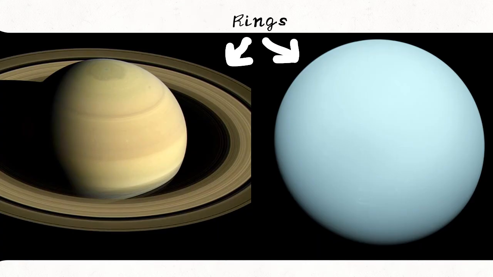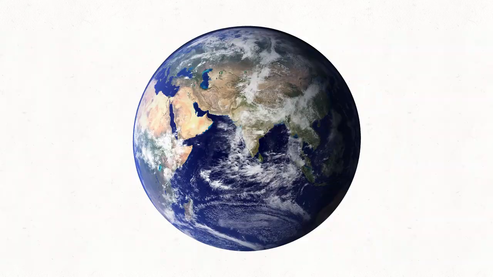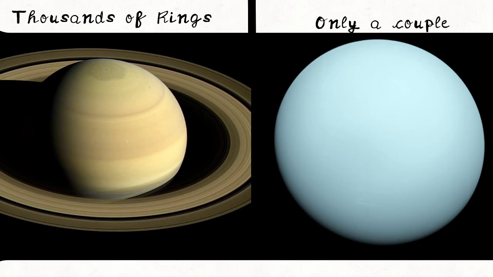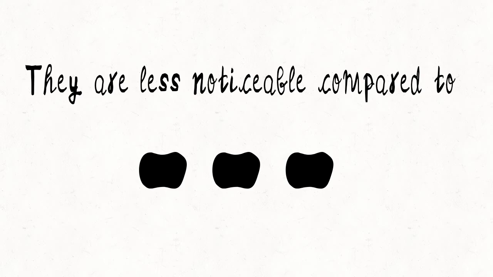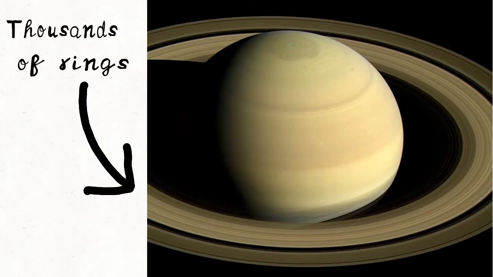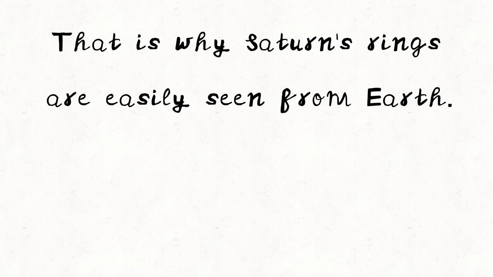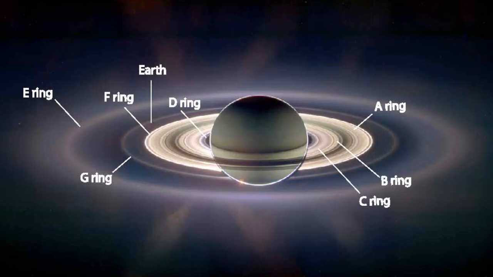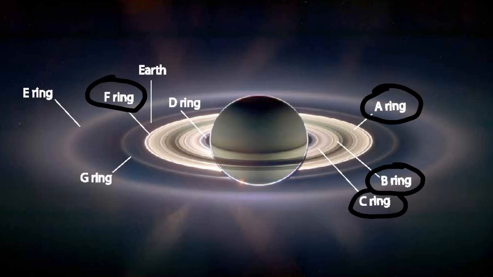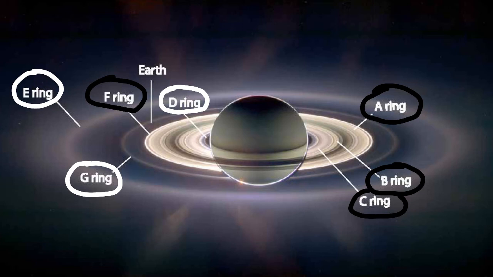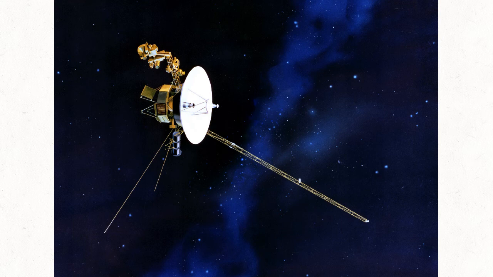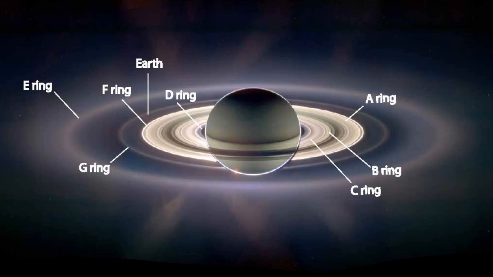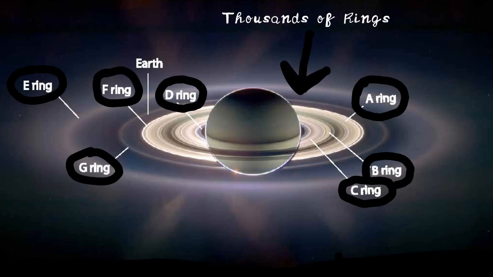The number of rings you can see on a planet from Earth depends on how many rings it has. Neptune, for example, doesn't have many rings, so they are less noticeable compared to Saturn, who has many rings, which is why Saturn's rings are easily seen from Earth. Saturn's rings are broken up into groups, 4 main ones and 3 fainter ones, each group separated by a division. With closer inspection of Saturn's rings by the Voyager spacecrafts flown in 1980 and 1981, they realized that these groups are thousands of smaller rings.